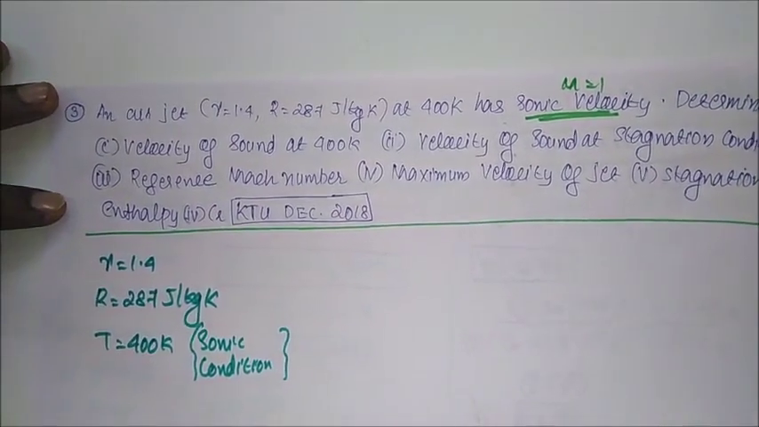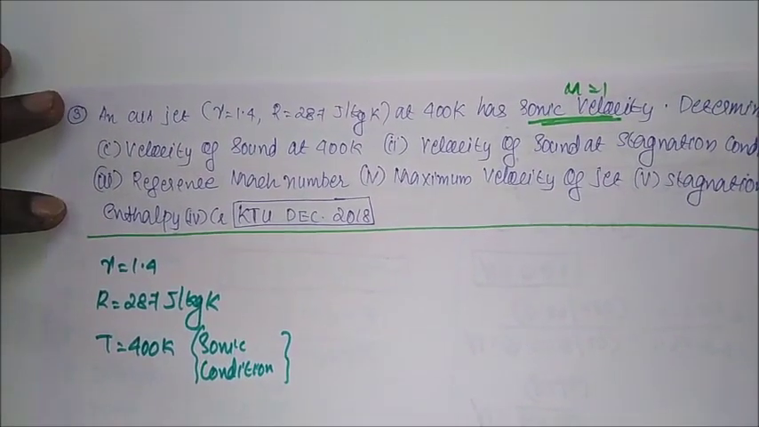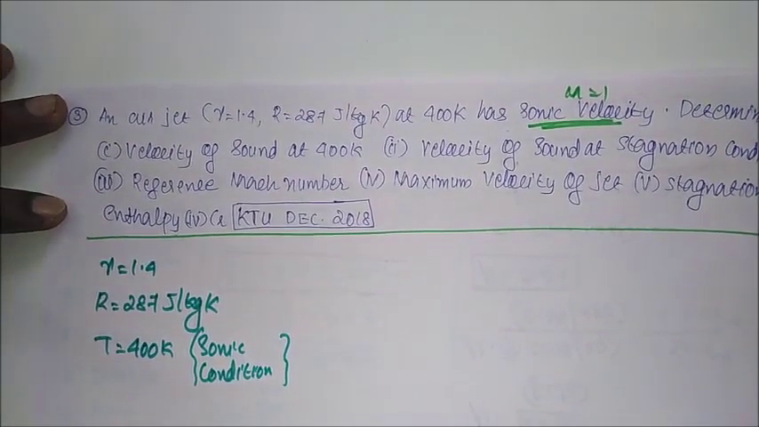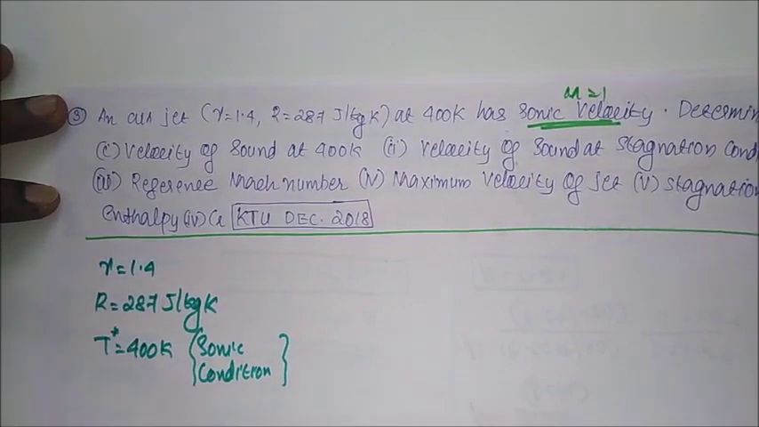At a sonic condition, what is the value of Mach number? M is equal to 1. Then C is equal to A. Then the corresponding values are at a critical condition. Therefore, T is represented by T star.